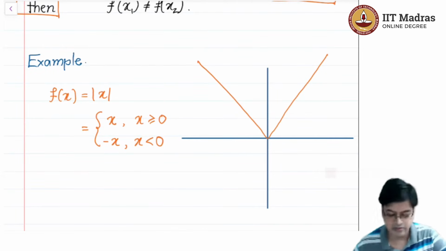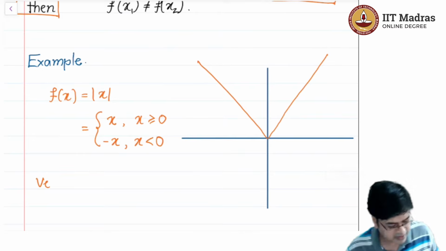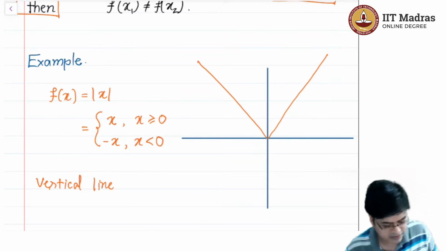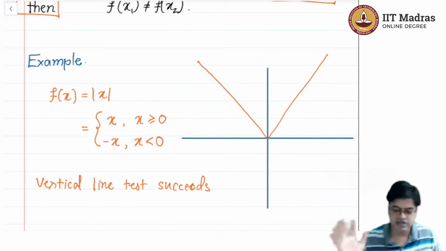f(x) is equal to mod x. Take a vertical line and pass it through this. If there is any point where more than one point on this function passes through that line, then it is not a function. So the vertical line test is successful, therefore it's a function. The vertical line test says that it is a function, and we know it is a function.